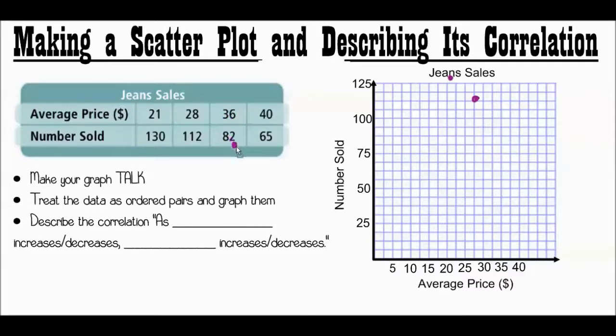$36 for a pair of jeans. They sold 82 pairs. So 36, and we're going to go up to 82 pair of jeans, which is going to be about right there. And then for $40, they sold fewer jeans. They sold 65 pair of jeans. It's going to be 56.